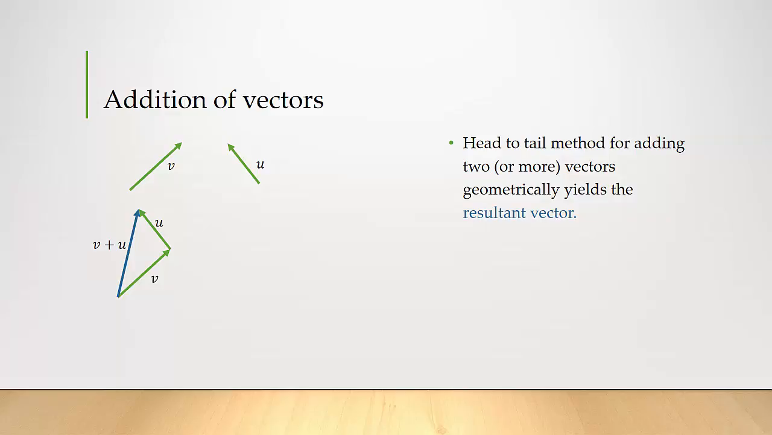And since addition is commutative, I can look at going u first, so I go the direction u, I align the vector v up, and that resultant vector is now u plus v. Notice they look identical. They're the same length and the same direction.